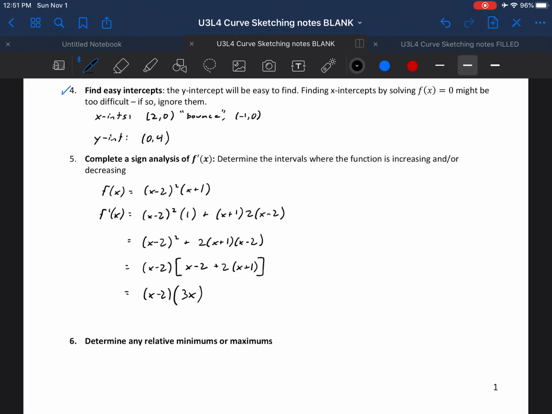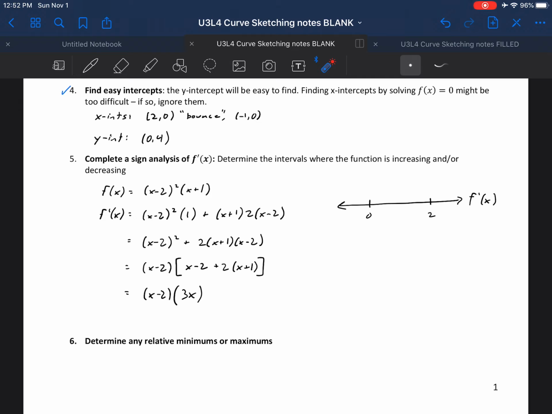Okay, so then what I'm going to do is make a number line, make sure to label that it's f prime of x, and I'm going to label the points where this thing has zeros, right? So this thing's equal to 0 at 0 and at 2.